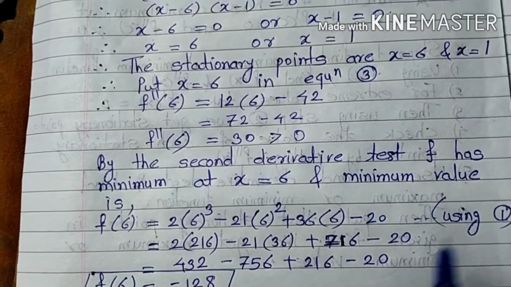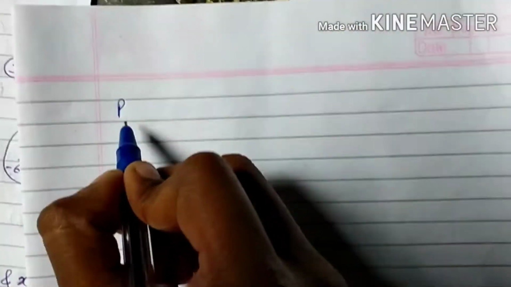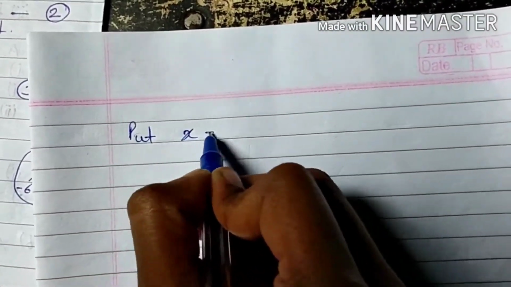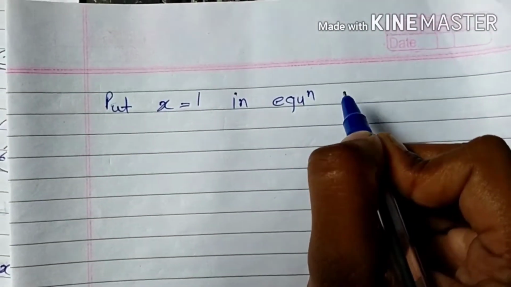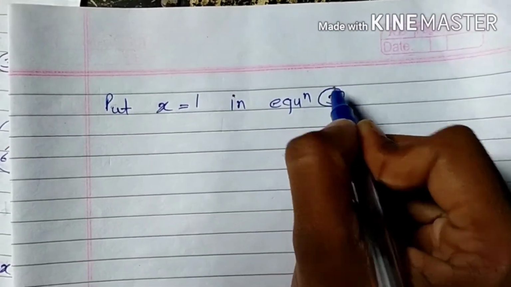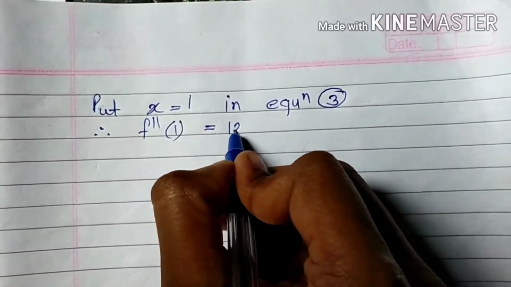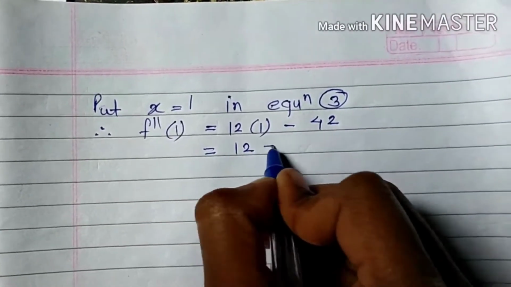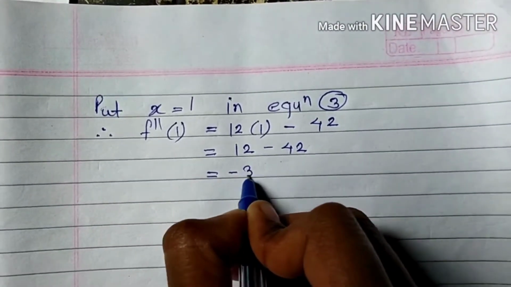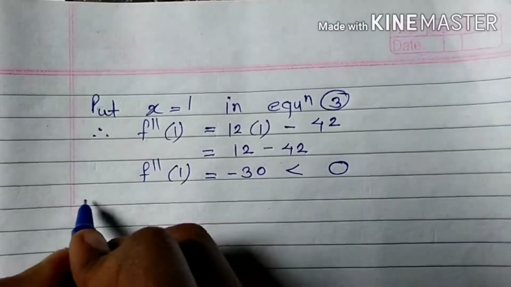Now we have to check second stationary point, which is x equal to 1. Put x equal to 1 in equation third. Therefore, f double dash of 1 is equal to 12 into 1 minus 42. So 12 minus 42 is equal to minus 30, f double dash of 1, which is less than 0.